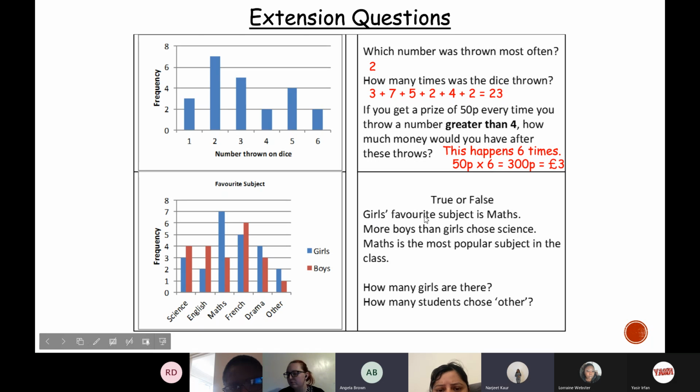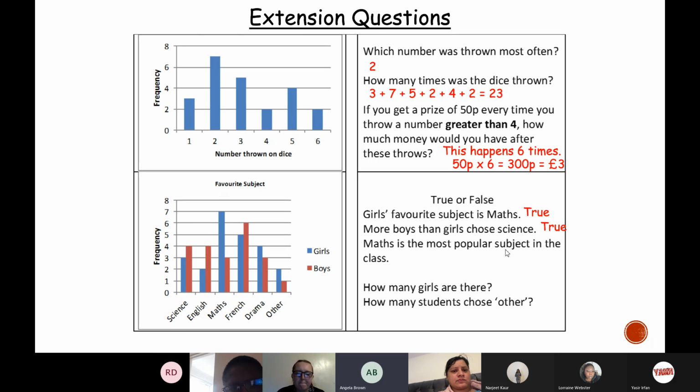True or false? Girls' favourite subject is maths. True, as you can see. Girls are in blue, boys are in red, and you can see girls like maths the most. More boys than girls choose science. So let's look at science. Yes, we can see that. True, more boys choose science than girls.